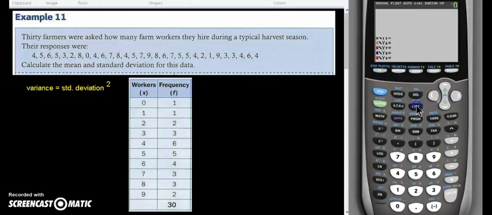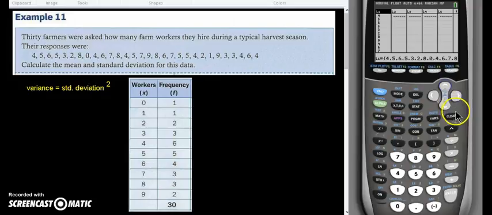So again, go back to your stat, and then we're going to edit our list now. For now, the list is going to look different. So we need to clear what we have for L1, right? Let's just click on clear, so everything goes away. Okay. So what I'm going to do is enter the list. Under L1, I will have 0, 1, 2, 3, 4, 5 until 9. And for L2, that will be my respective frequency.